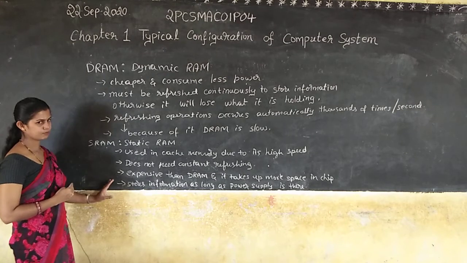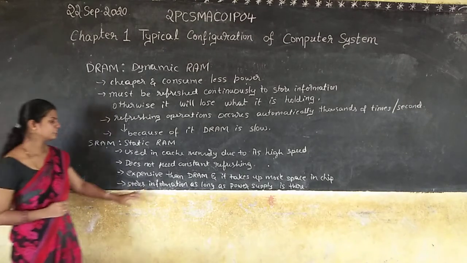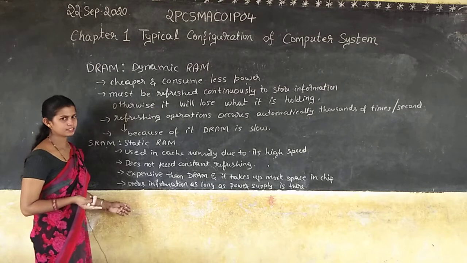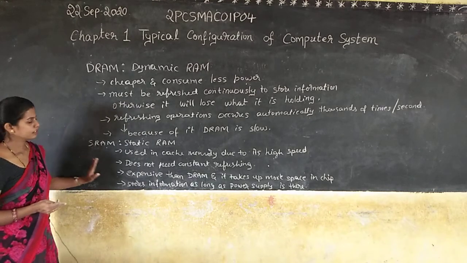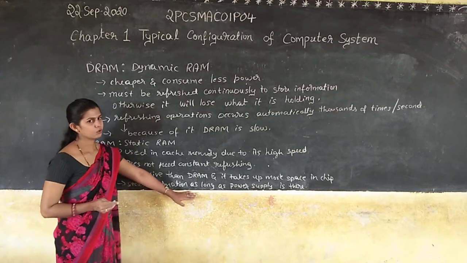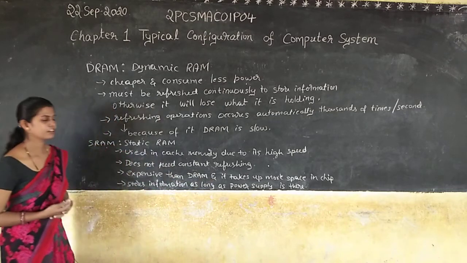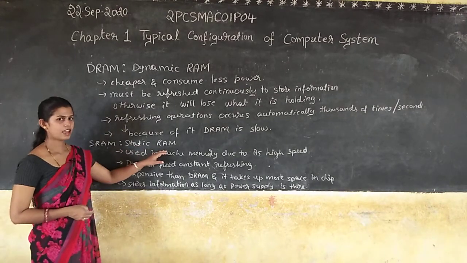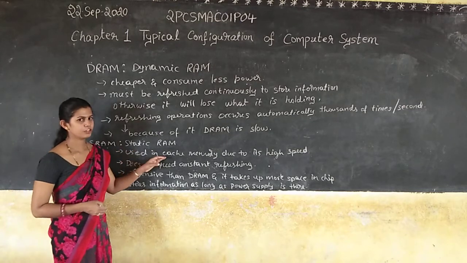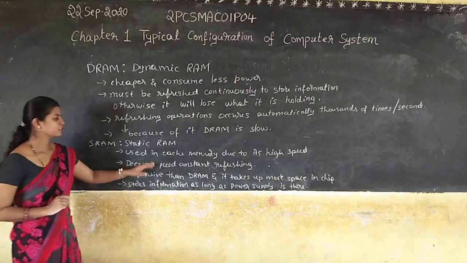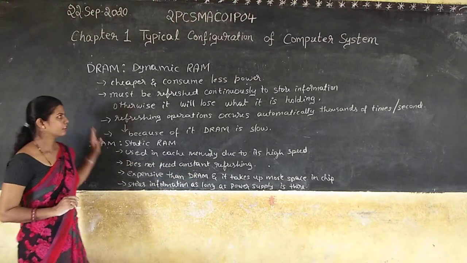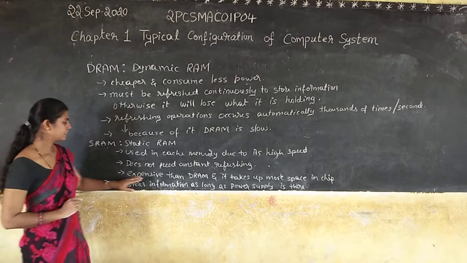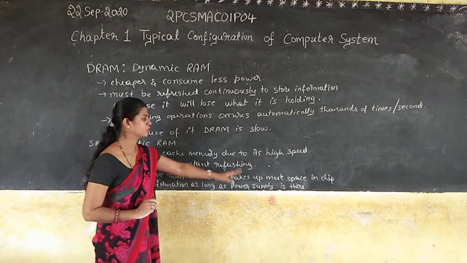That's why it takes more space than the DRAM, and it stores the information as long as the power supply is there. So, SRAM is a static RAM, and it is used in cache memory due to its high speed. It does not need constant refreshing compared to the DRAM, and it is more expensive than DRAM and takes up more space in the chip.